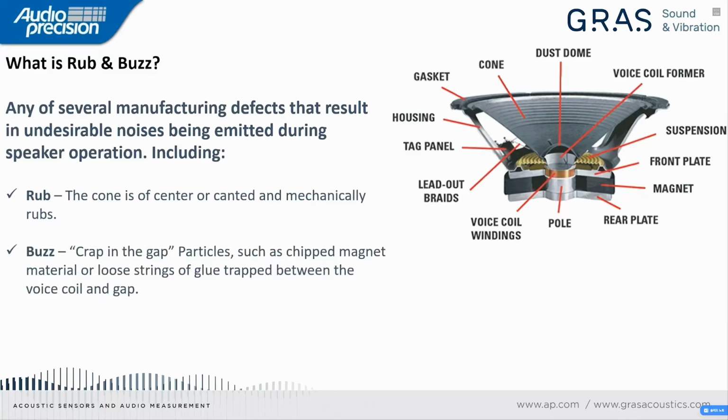Could be buzz, often referred to as crap in the gap, but these are particles such as chipped magnet material or loose strings of glue trapped between the voice coil and the gap. And air leaks, perforations in the surround, or imperfectly sealed dust caps. Usually, but not always, the rub and buzz is harmonically related to the fundamental.